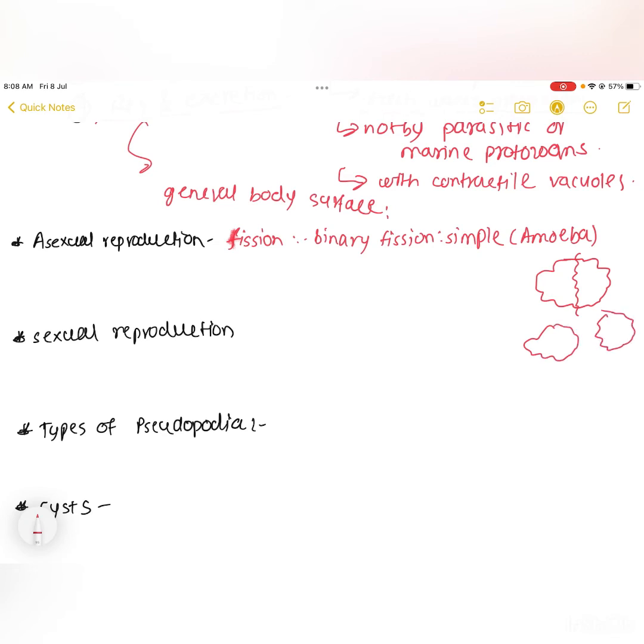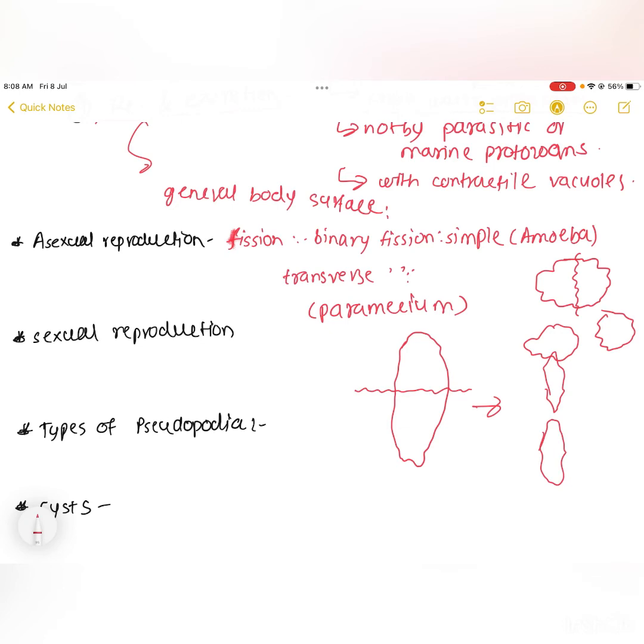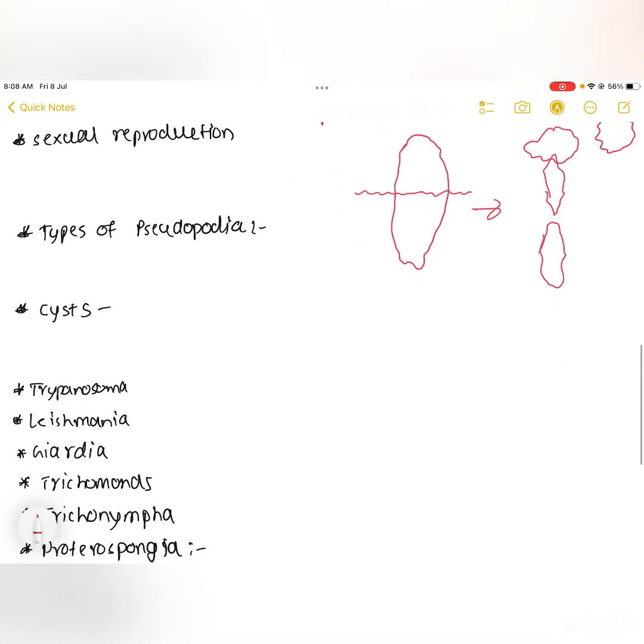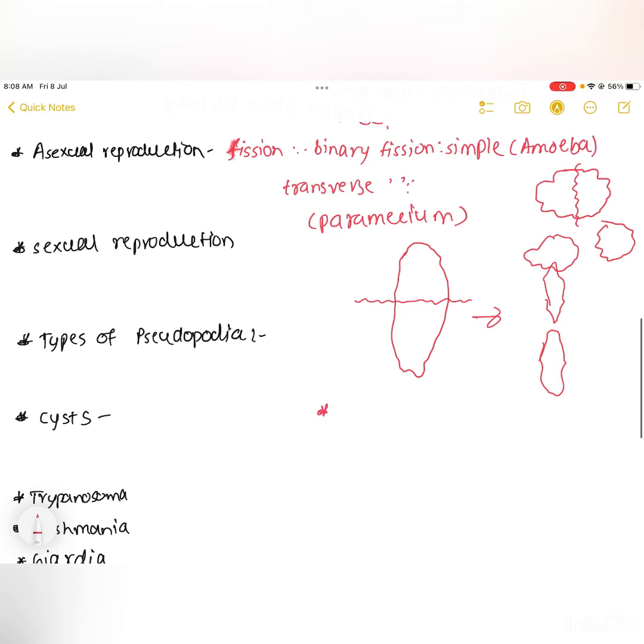Okay. So another is transverse binary fission. It occurs in paramecium. What happens in transverse binary fission is the body of paramecium divides into two through the transverse mechanism. Okay, this is the transverse way. So it divides into two paramecium through the transverse direction.